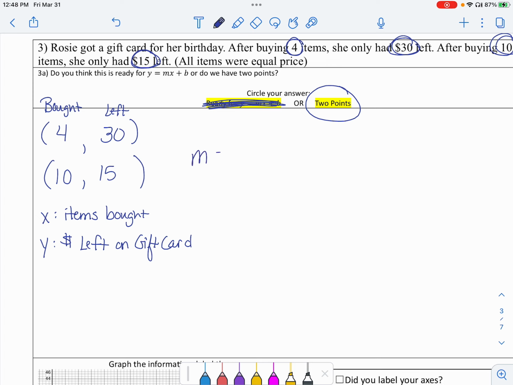Well, I got it from my slope. That's a dead giveaway. Anytime that you have 2 points, you need a slope. So I'm going to do 30 take away 15. And if I do 30 take away 15, I need to do 4 take away 10.